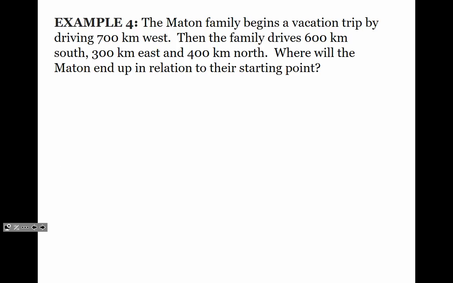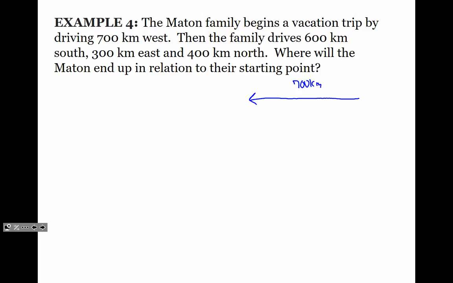So let's do example 4. Example 4, we got the Matten family, they're going on a trip. And so we have 700 kilometers west. So I'm going 700 kilometers this way. That's west. I'm going to label it because all that stuff was crazy.